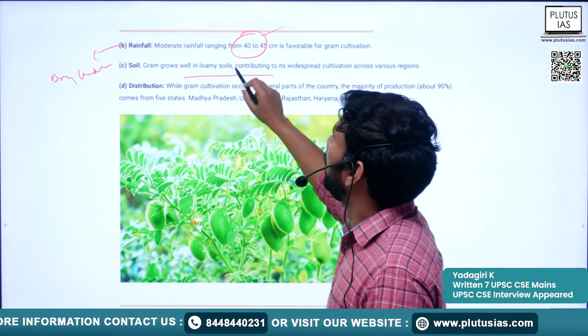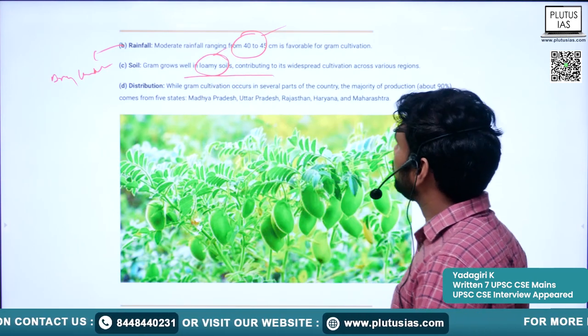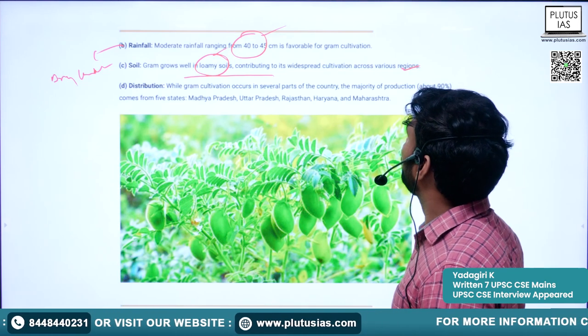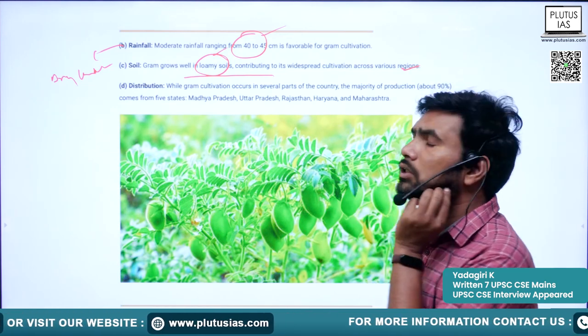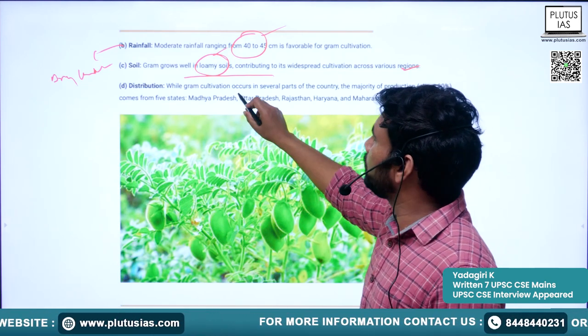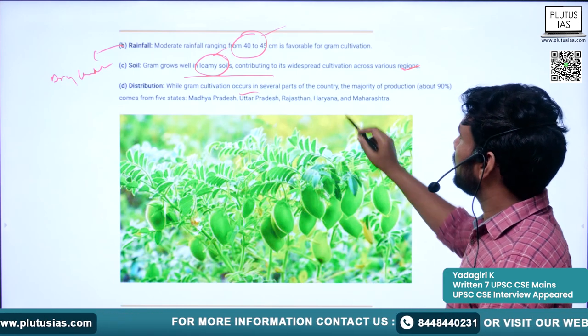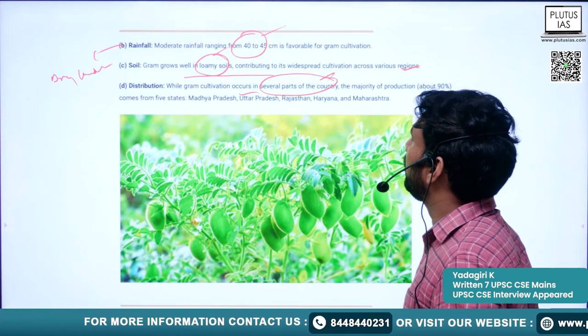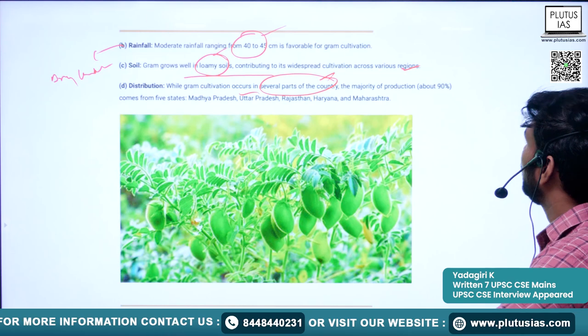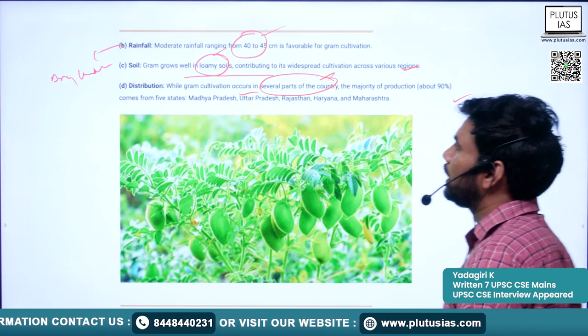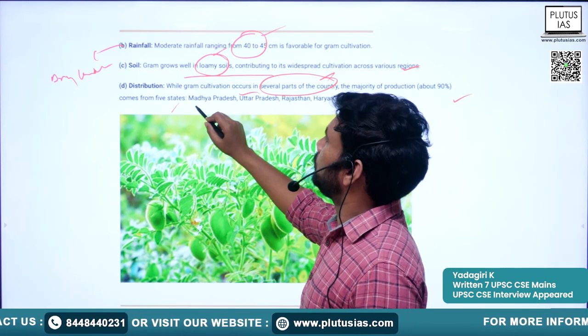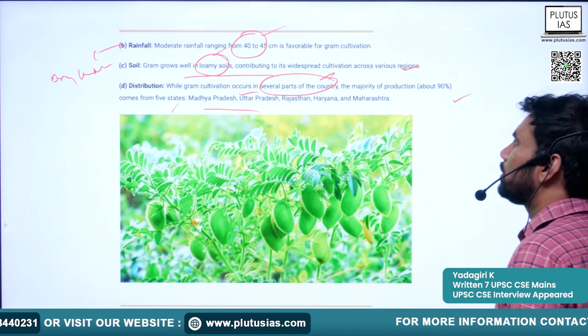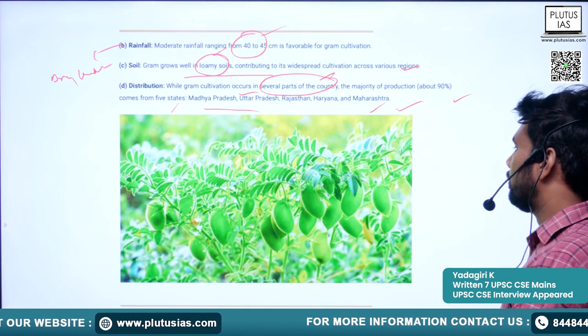Soil: loamy soils are well suited for it, contributing to its widespread cultivation across various regions. Distribution: it is suitable in many parts of the country. The majority of the production comes from 5 states. Those states are Madhya Pradesh, Uttar Pradesh, Rajasthan, Haryana and Maharashtra.